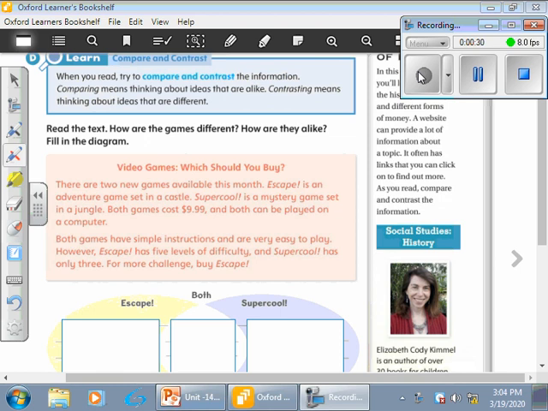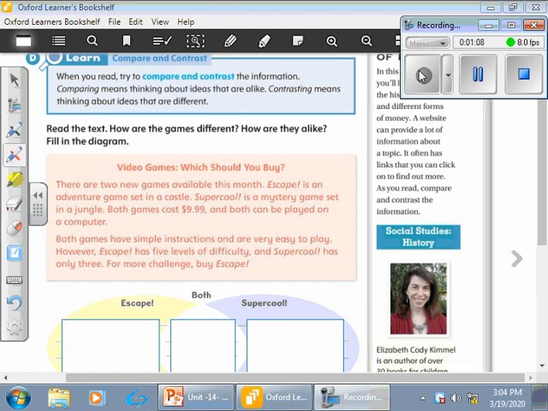What do you think the meaning of compare and contrast? Very good. When you read, try to compare and contrast the information. Compare means think about the ideas that are alike. So, I'm going to write things that are the same in both items. Contrasting means thinking about ideas that are different. So this means that I am going to write similarities and differences. Similarities means compare. Differences means contrast.